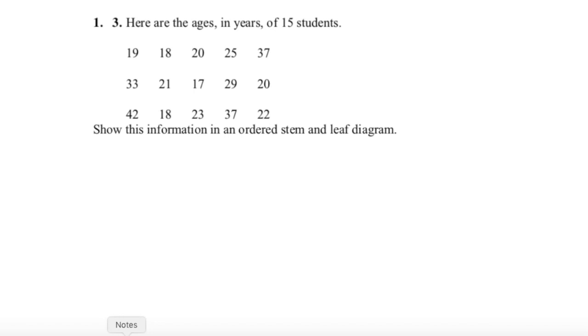Today we'll be doing a quick revision on how to draw a stem and leaf diagram. So the question is there right on the board, and it says show this information in an ordered stem and leaf diagram. Now we need to remember that it says ordered stem and leaf diagram, which means our numbers need to be in an ascending order.